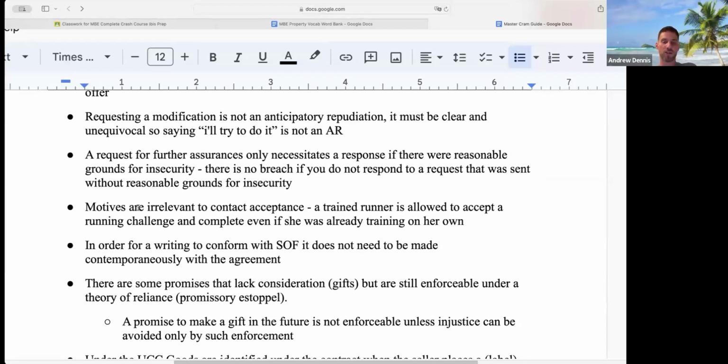A request for further assurances only necessitates a response if there are reasonable grounds for insecurity. There's no breach if you do not respond to a request that was sent without reasonable grounds for insecurity.